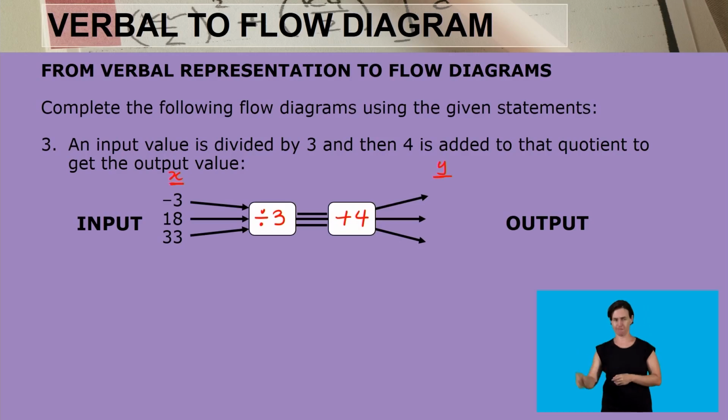So -3 divided by 3 will give us a -1, but when we add 4 onto that, our answer is going to be, yes, a 3. The next one there is 18 divided by 3. Now 18 divided by 3, that is going to give us a 6. But when we add 4 onto that, that is going to give us a 10. What about 33 divided by 3? Do you know what that is? Yes, it is an 11. And of course, when we add 4 onto that 11, that is going to give us an answer of 15. So those are our output values.